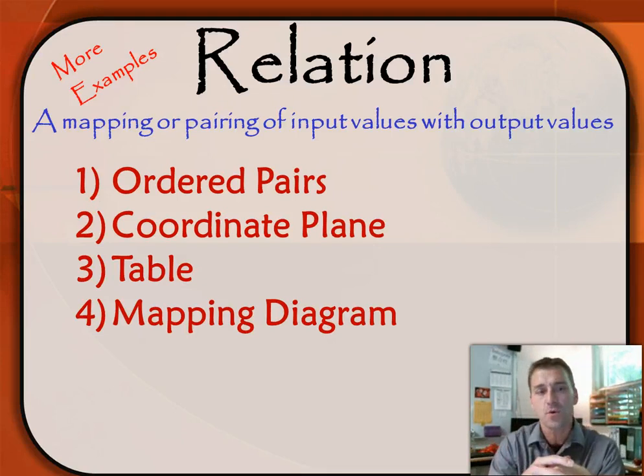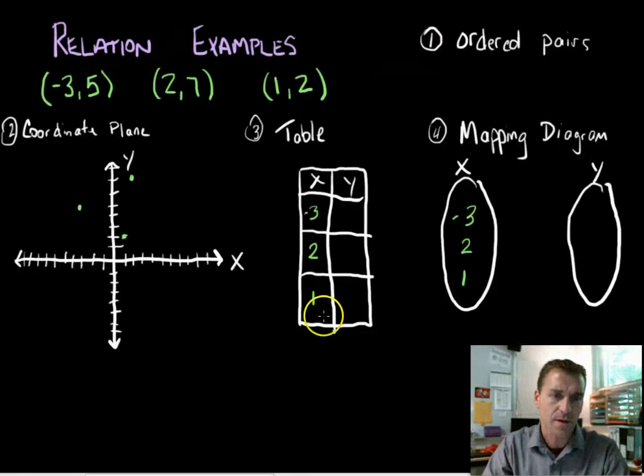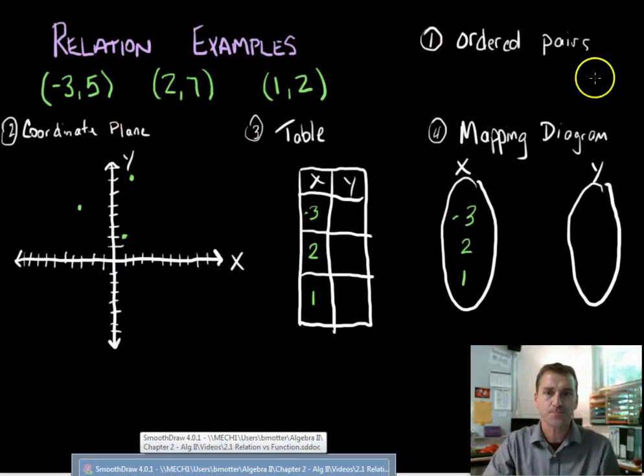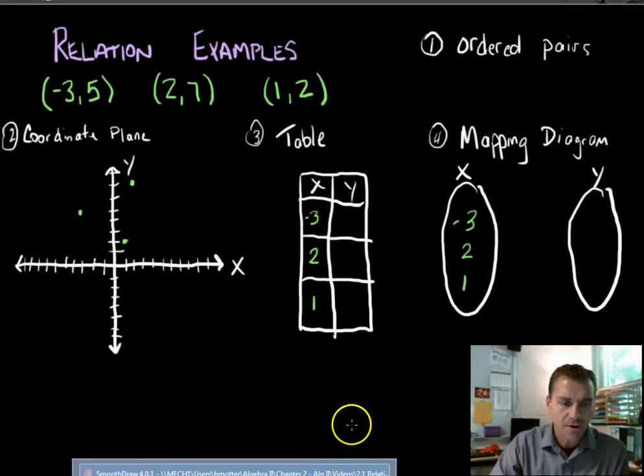given to you. One is ordered pairs. The second one you see is coordinate plane. Third one is table, and the fourth one is a mapping diagram, which I just described to you. So let me cut to something so I can show you exactly what that's going to look like. So here's an example. You can see it right there. Move this over. So beautiful. So you see right here in this picture, you see a relation example.